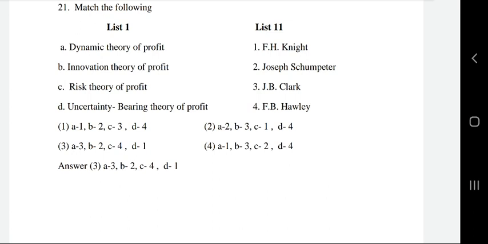And the uncertainty bearing theory of profit states that there is a direct relationship between profit and uncertainty. Greater the uncertainty bearing, the higher the level of profit. Frank Hyneman Knight developed this theory. So, D matched with option 4.